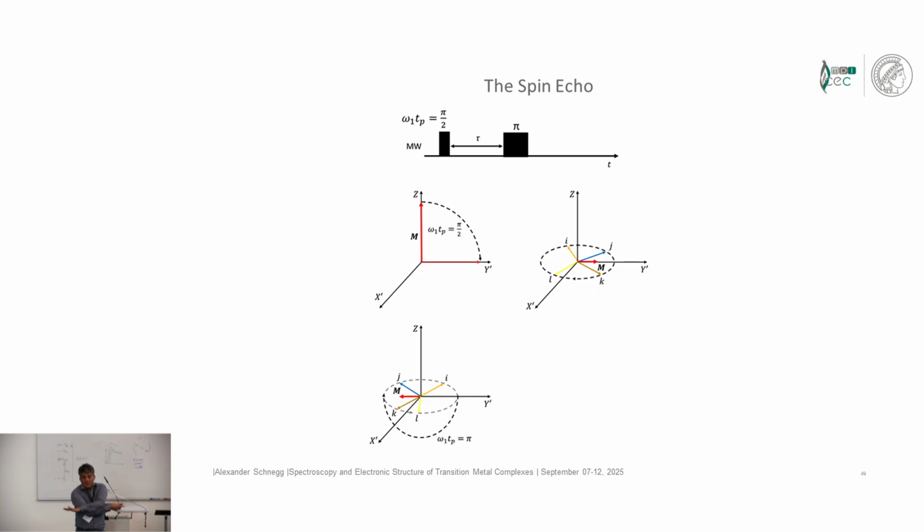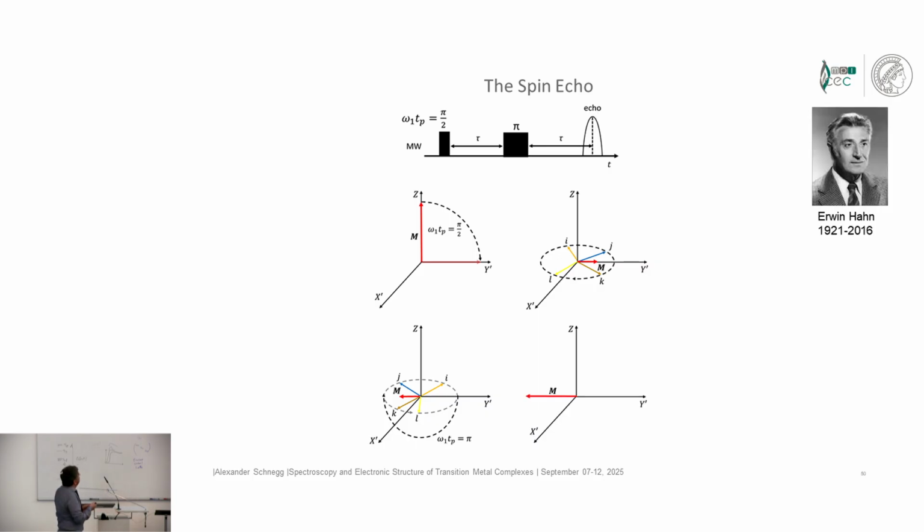And if you now think about a horse race, where the fastest horse is in front, suddenly it will be the last. And at a certain moment, namely exactly after the pulse separation time tau, all the spins are in phase again and lead to the emission of an echo. And this is separated from the excitation, and therefore can be measured much more easily than a free induction decay. This technique was introduced by Erwin Hahn. This sequence is also called the Hahn echo sequence.